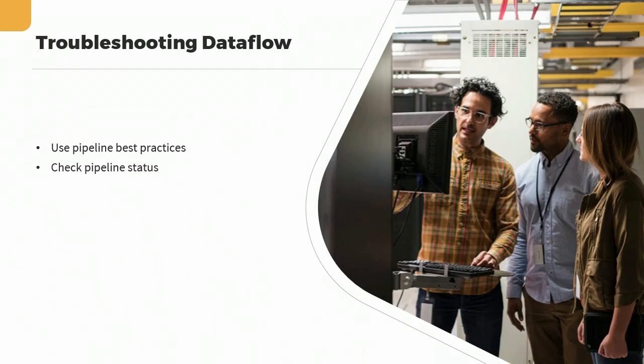You also want to make sure that you check your pipeline status. This can be done very easily in the Google Cloud Console. If you go under Big Data and click Dataflow, you'll see that there's an actual status field for all of our jobs. You want to make sure that they're either running, succeeded, or failed, and you get to see exactly why they are failing in that window.